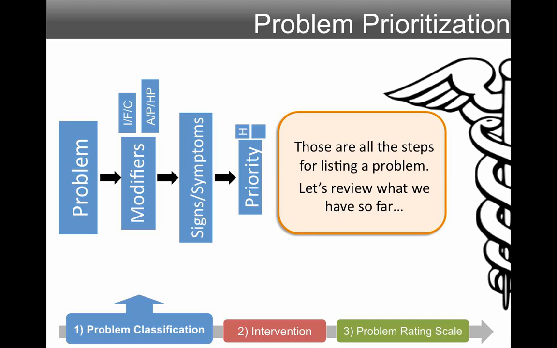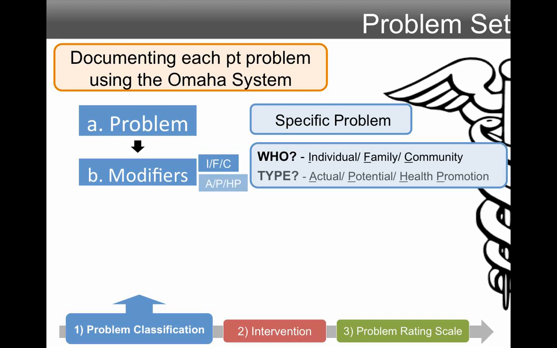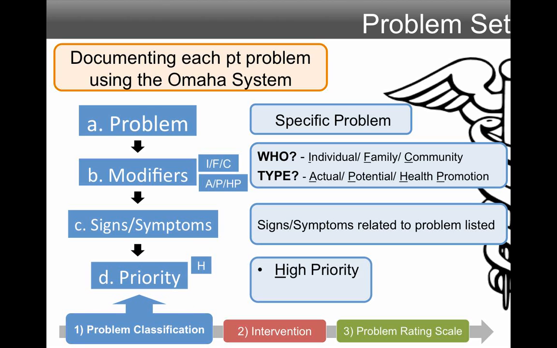Okay, let's review what we have so far. For every specific problem you find with a patient, you have to use a modifier in order to state whose problem it is, individual, family, or community, and the type of problem, actual, potential, or health promotion. You then have to document the signs and symptoms that you found which led you to listing this as a problem, and then you prioritize the problem high or low.